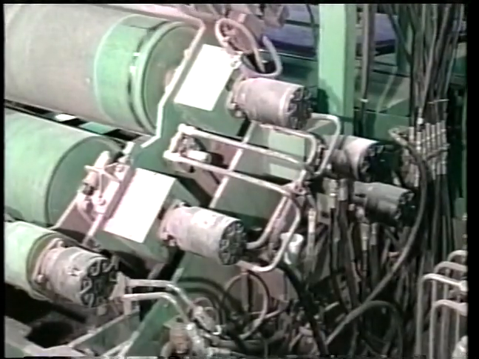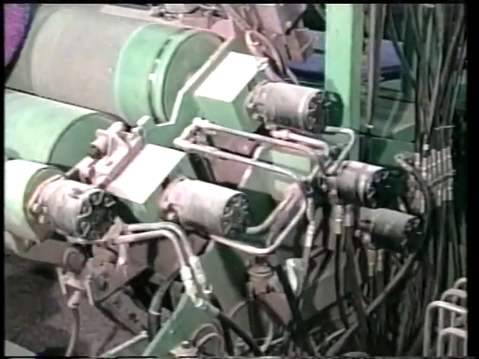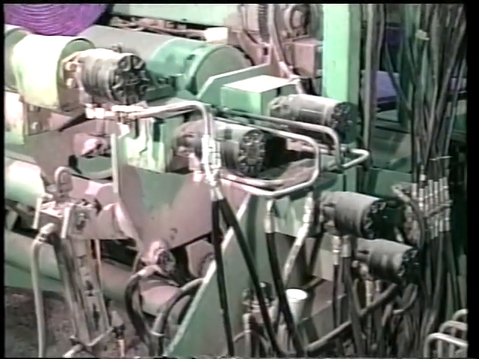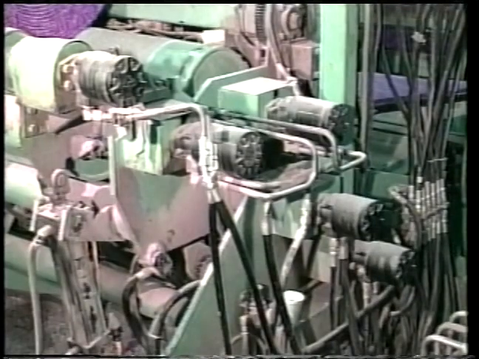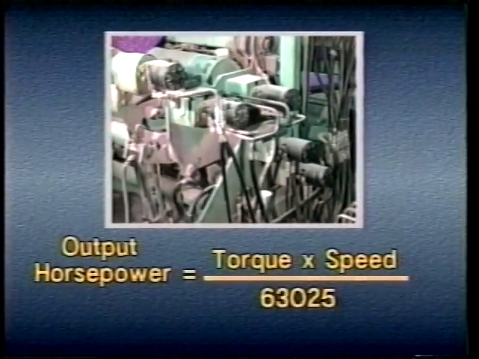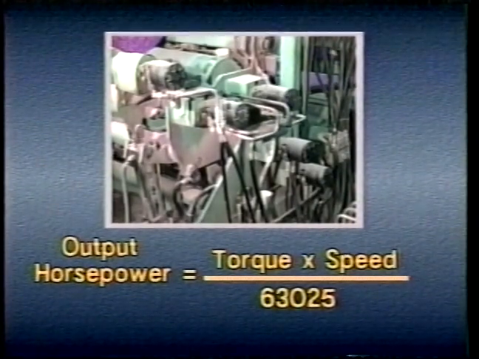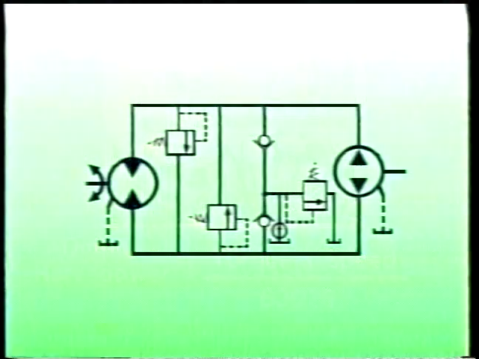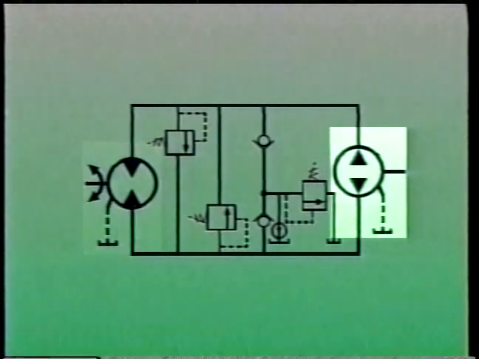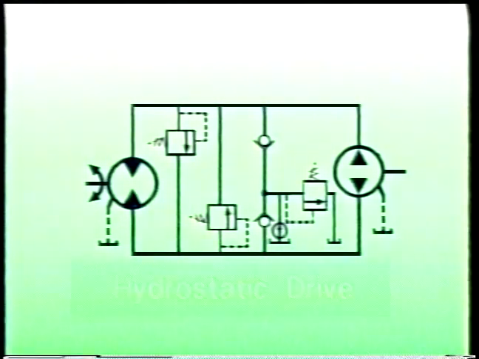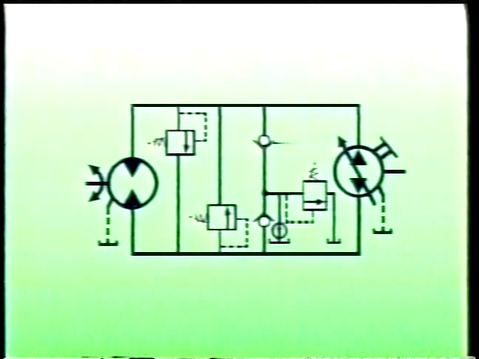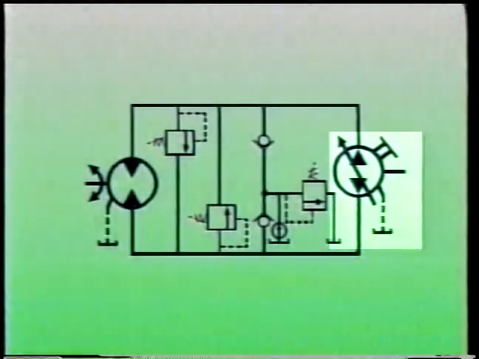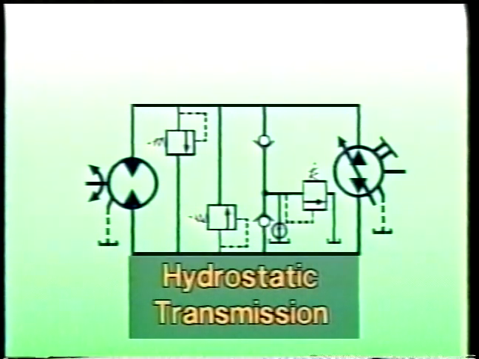Control of the torque and the speed of hydraulic motors also permits control of horsepower. That's because torque and speed determine the work a motor can do in a given amount of time, its horsepower. As we learned in an earlier lesson, output horsepower is equal to torque times speed divided by the constant 63025. When motors and pumps are combined with each other in systems, it is possible to control torque, speed, and horsepower. If both the motor and the pump are constant displacement, these systems are usually referred to as hydrostatic drives. If either component has a variable displacement, the system is sometimes called a hydrostatic transmission.